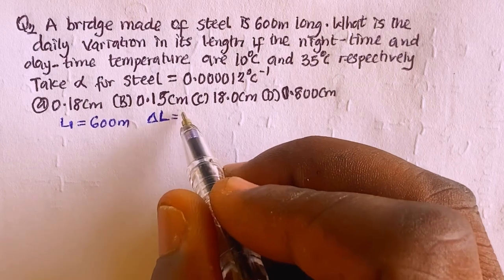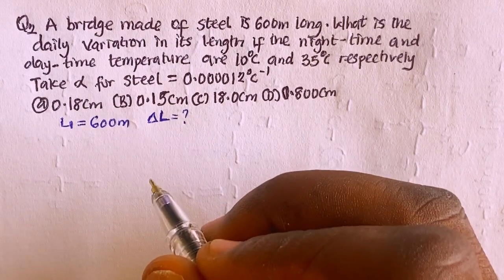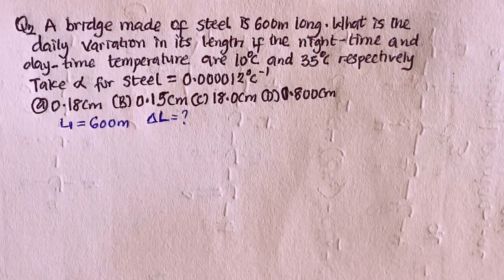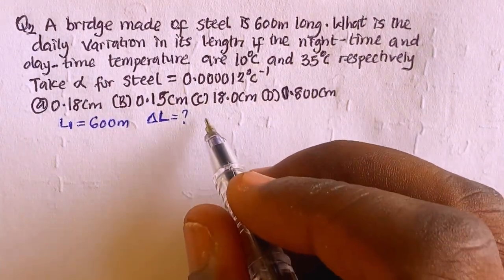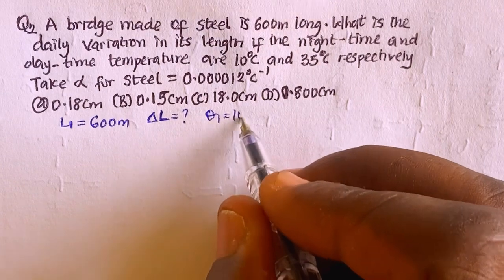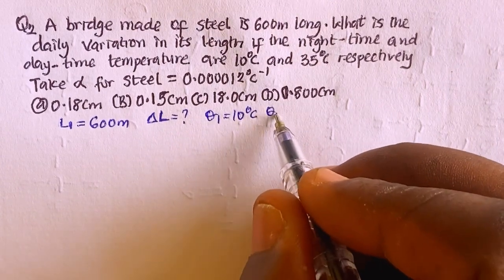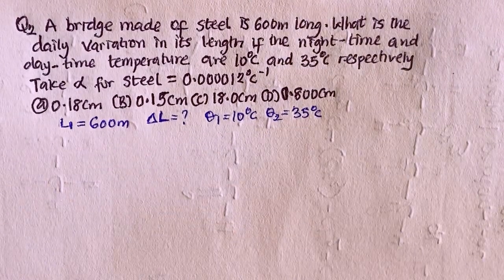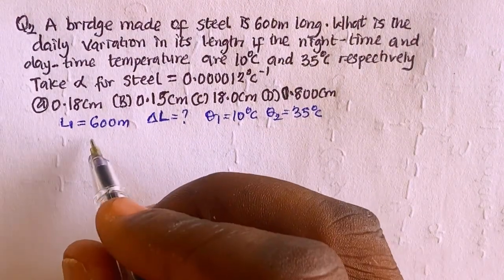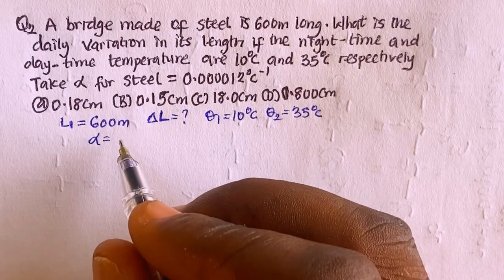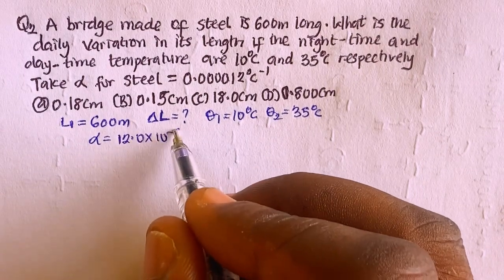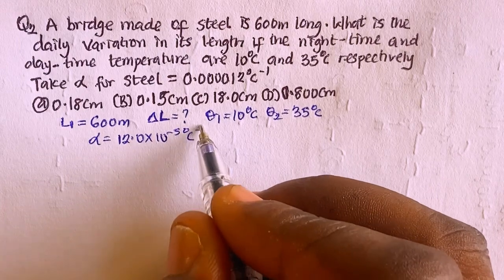We are asked to calculate the daily variation if the night time and daytime temperatures are 10 degrees and 35 degrees Celsius. So here we have theta 1 equal to 10 degrees Celsius and theta 2 equal to 35 degrees Celsius respectively. We are asked to take alpha, the linear expansivity of the steel, to be 12.0 times 10 raised to the power minus 5 per degree Celsius.